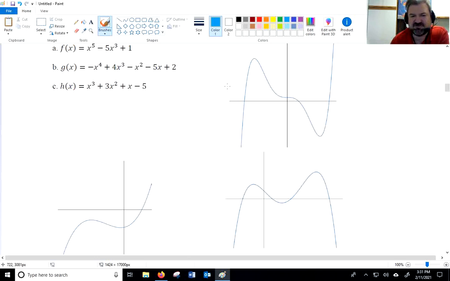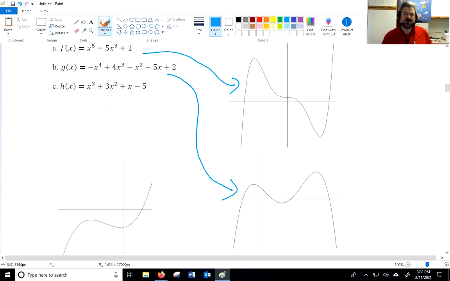Okay, hopefully you didn't have any trouble with that. The x to the fifth graph needs to be going up to the right and down to the left, so that's x to the fifth. This here is negative x to the fourth graph because it's going down on the left and right. And then, looks like we had a couple of positive ones. I may have been a little quick to say this was x to the fifth. Maybe you thought this one down here was x to the fifth.